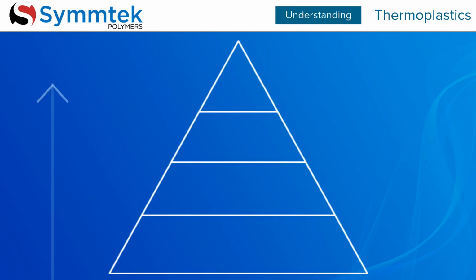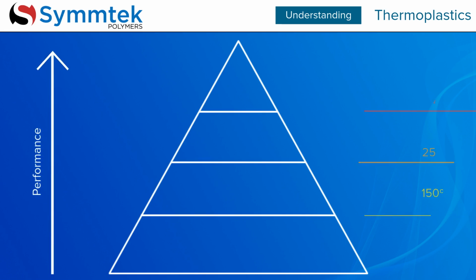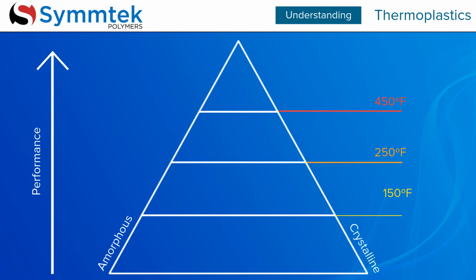This pyramid categorizes thermoplastics based on their performance and temperature, whether they have an amorphous or crystalline structure. These categories are standard thermoplastics, engineering thermoplastics, advanced engineering thermoplastics, and imidized thermoplastics. Materials higher in the pyramid, such as advanced engineering and imidized, often have stronger properties and performance, but at an increased cost.